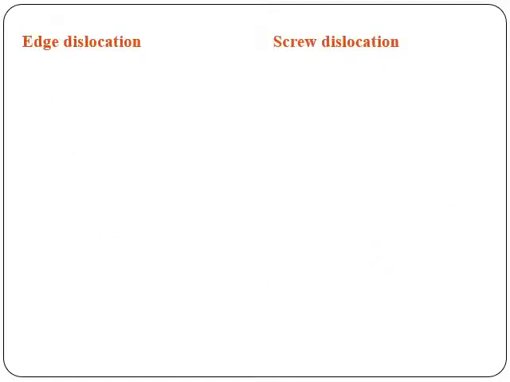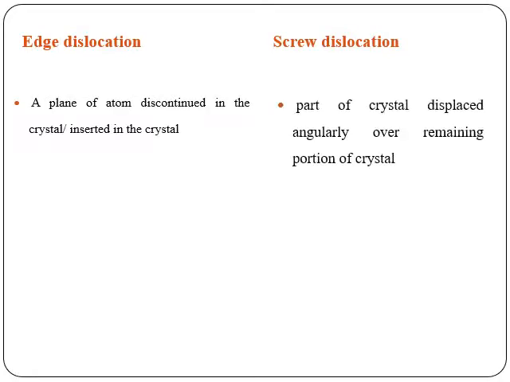Once we know what exactly the edge and screw dislocations are, we now need to know the difference between an edge and a screw dislocation. At this moment you might already know the differences we are going to set out here.